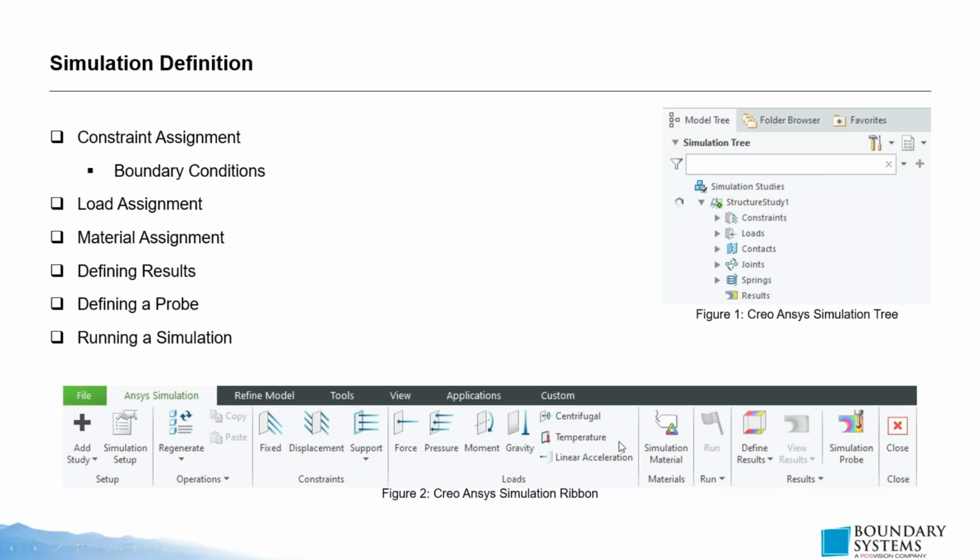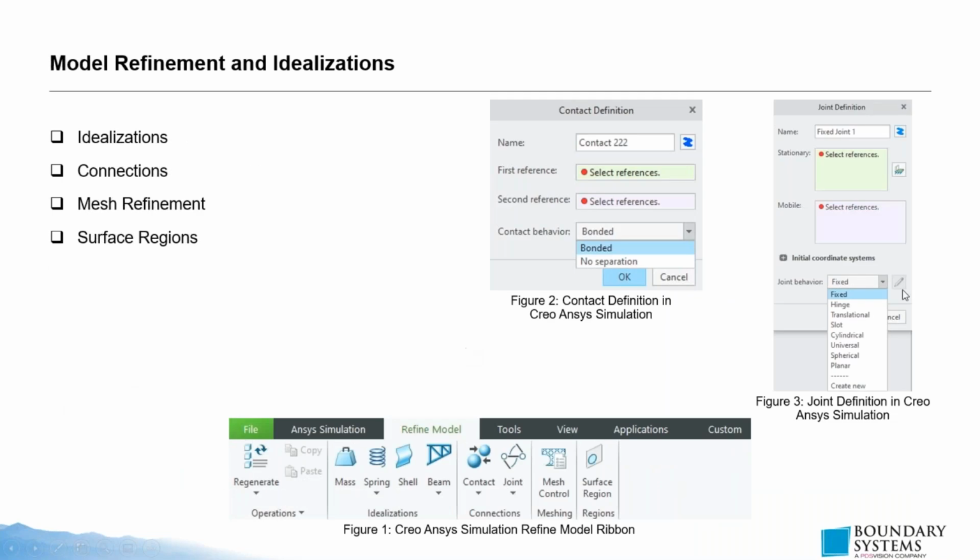And then we can run from our taskbar up here. What you'll notice down here in figure 2 is it's a pretty consolidated toolbar, so it makes it a pretty easy tool to actually use. We just really have 2 main tabs: the simulation tab, which is where we do constraints and loads, and then the refined model tab, which is what lets us do some more refinement. Which leads into this slide.